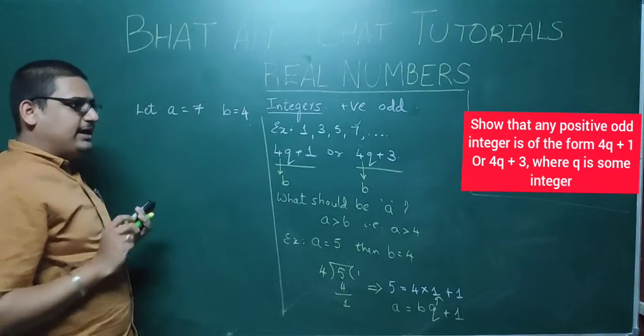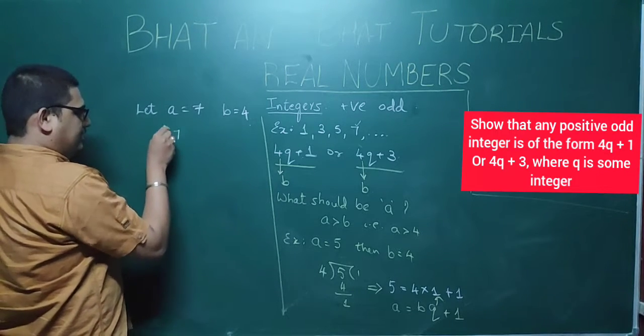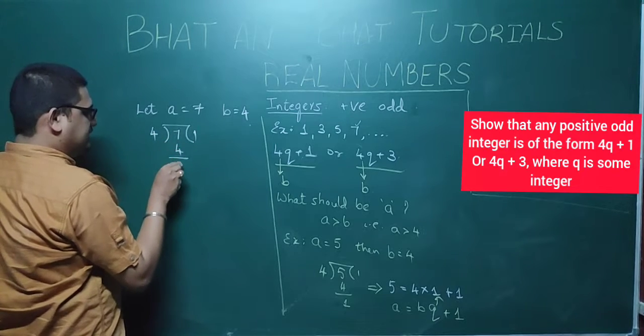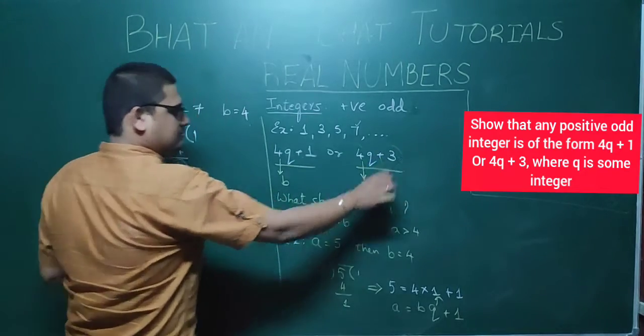Now I will try to apply the division lemma. So what will it become? 7 divided by 4. 4 ones are 4. My remainder is 3. See, observe this and observe this.